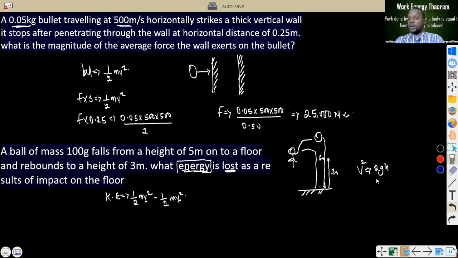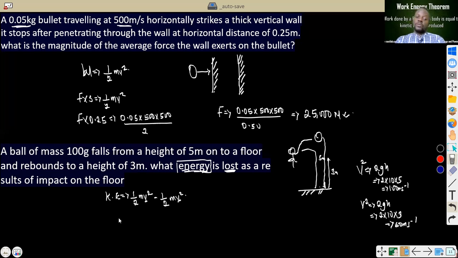For the first one, I have 2 times g, which is always 10, 2 times 10 times 5. You can see 2 times 10 times 5 is going to give me 100 meters per second. And for the second one, the same formula, v squared equals 2gh. u is 0, that's why I'm not putting u squared in the formula. So directly I can say 2 times 10 times 3. Our students are getting this, and this is giving me 60 meters per second.